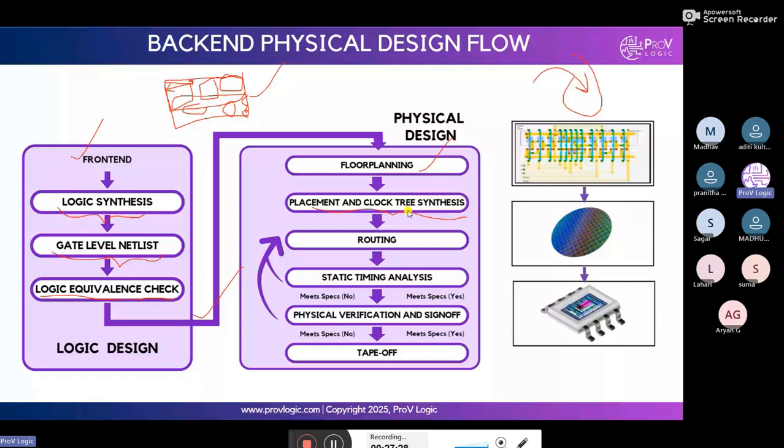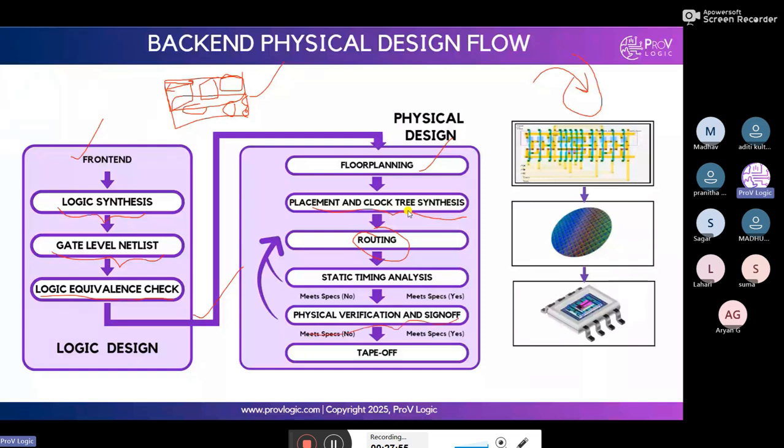Okay. Next routing, just wire connections, and static timing analysis to check the setup time and hold time, because at every clock edge these two are majorly required to avoid the metastability state and all. So there we will check the static timing analysis, and physical verification and sign off.